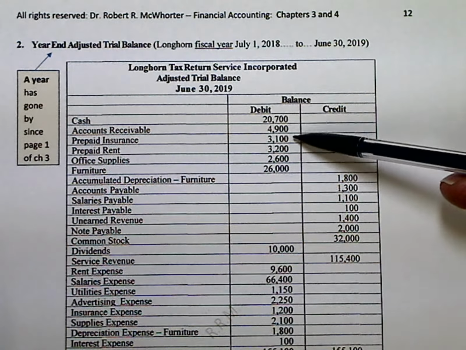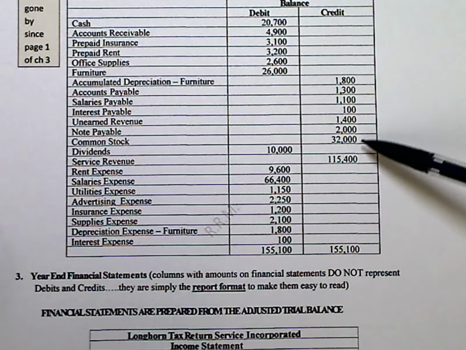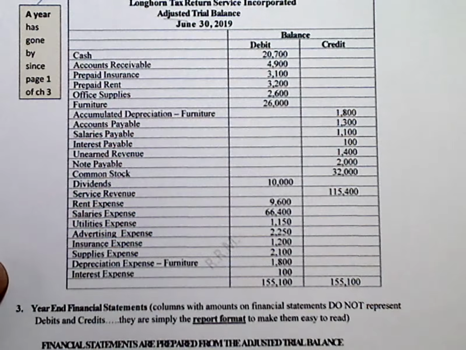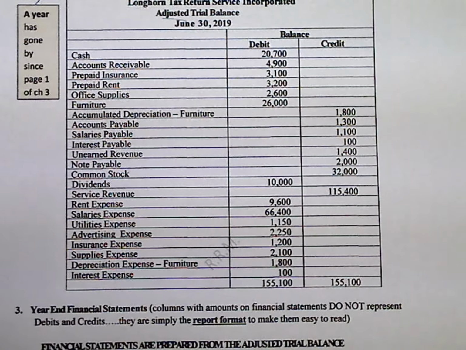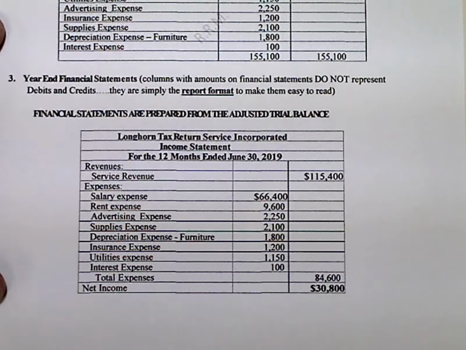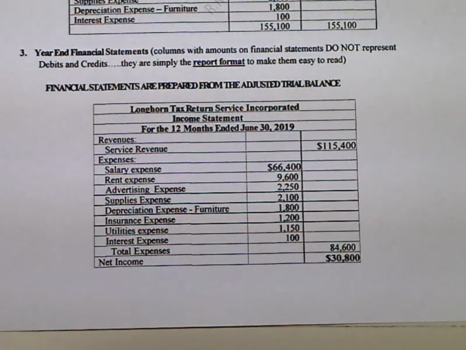We don't know all the details about how we got these balances. It's 12 months' worth of activity, but we know it's an adjusted trial balance, so all of the adjustments have been made. We don't need to make any more adjustments. So what we'll do is use those balances to prepare the year-end financial statements.